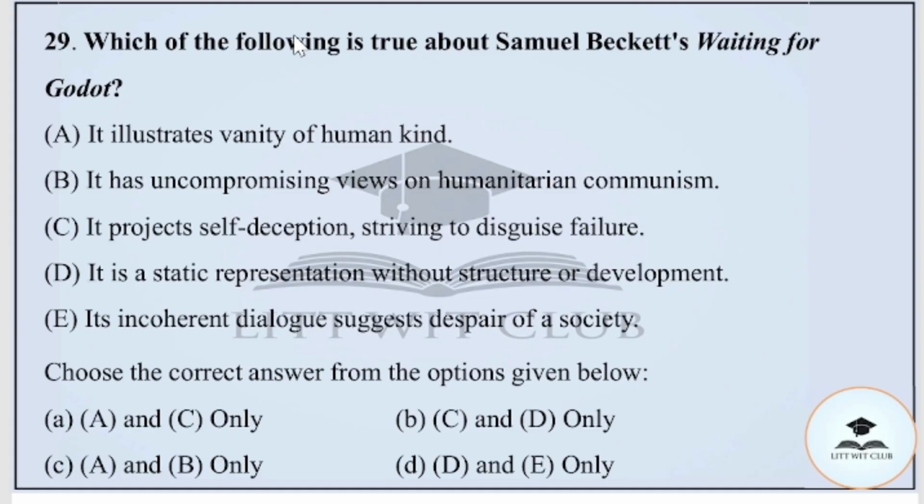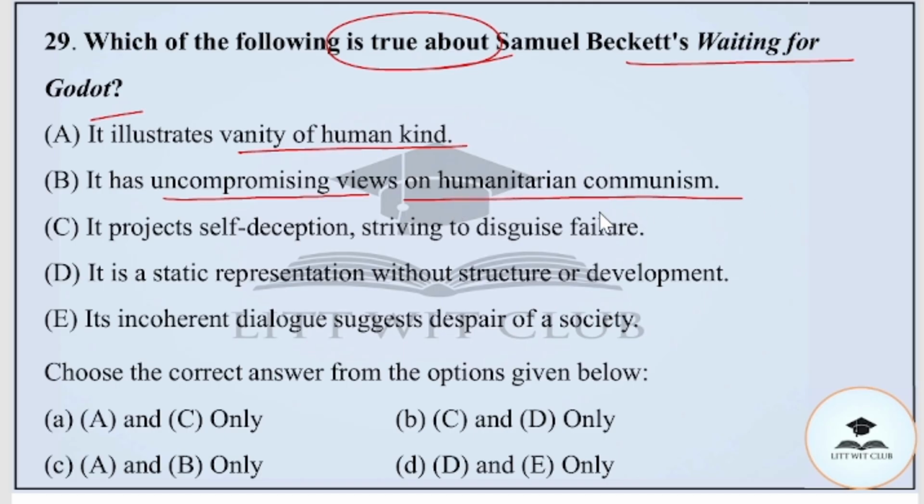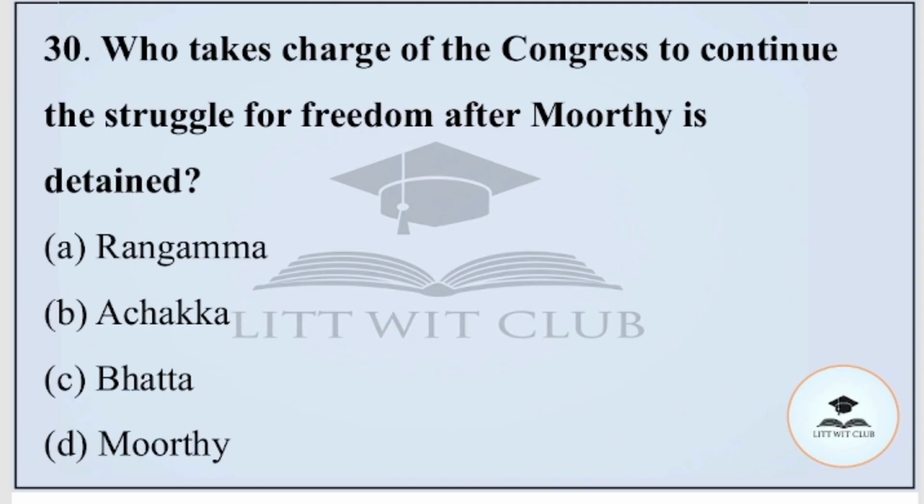Question number 29. Which of the following is true about Samuel Beckett's Waiting for Godot? Here five statements are given. Statement A: it illustrates the vanity of humankind. Statement B: it has uncompromising views on humanitarian communism. Statement C: it projects self-deception, striving to disguise failure. Statement D: it is a static representation without structure or development. Or statement E: its coherent dialogue suggests their despair of a society. And the correct option is option number D, that is, D and E statements only are true. This and this.